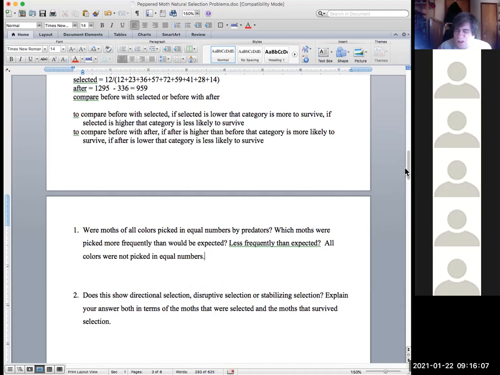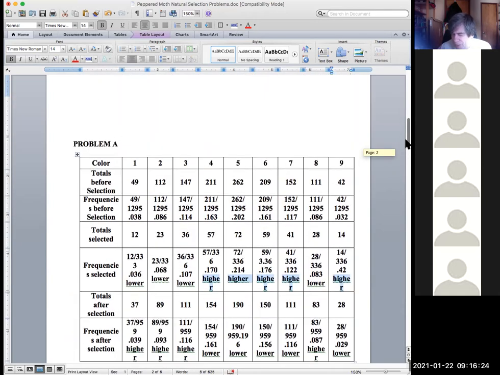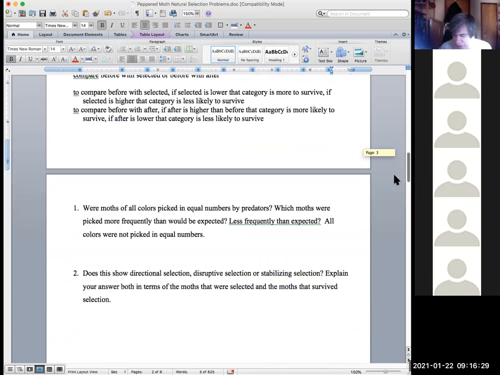Were any moths picked more frequently than would be expected? Okay, so more frequently than would be expected. What that is asking is, are any of the moths picked at a higher frequency than would be expected? Well, yes, 4, 5, 6, 7, and 9 are all picked at a higher frequency.